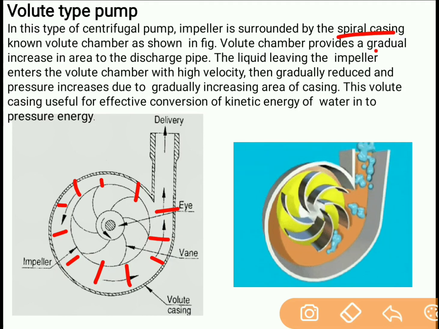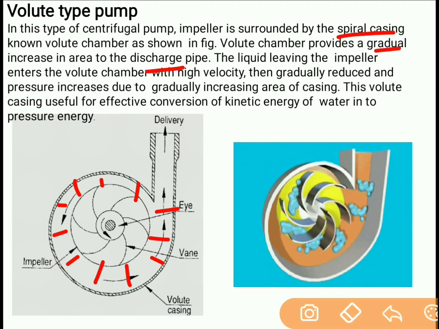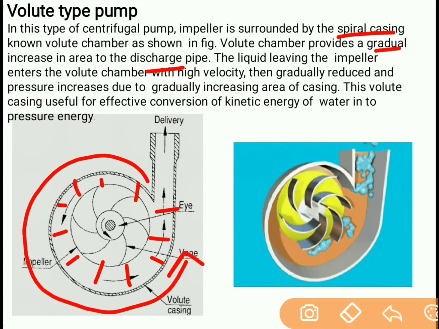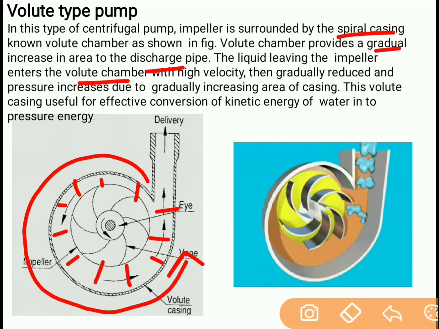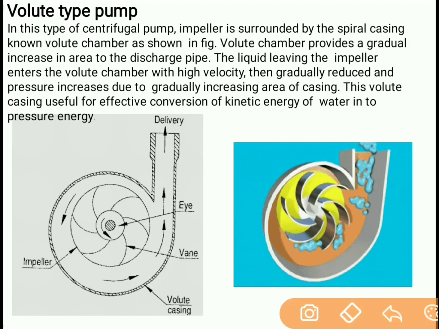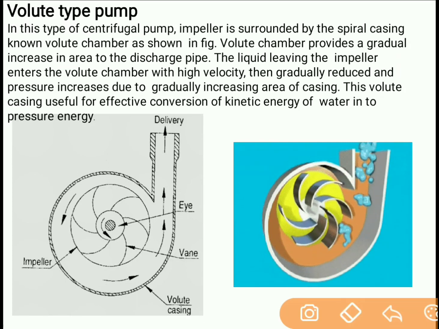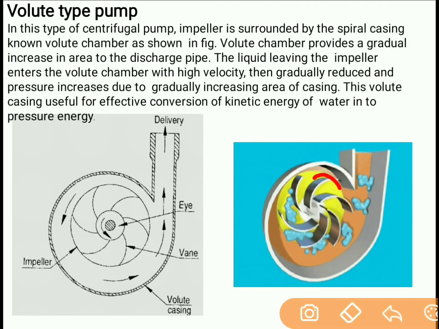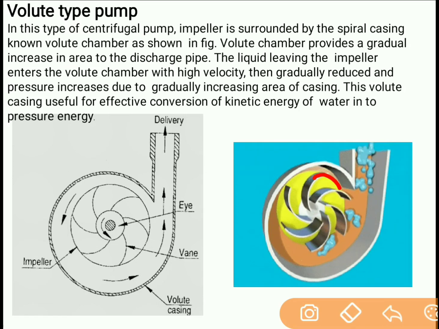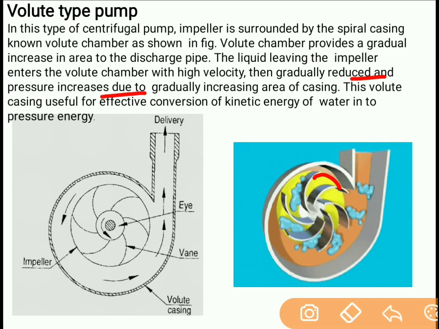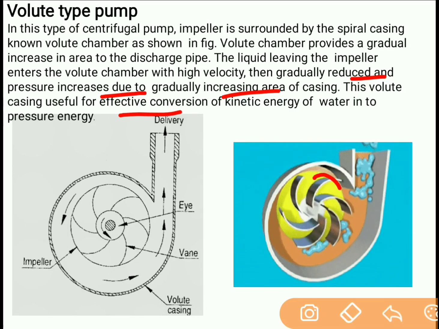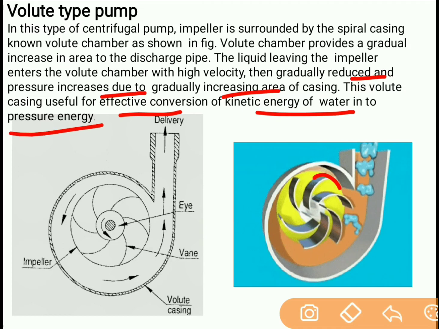The volute chamber provides a gradual increase in area to the discharge pipe. So as we move towards the discharge pipe, the area is gradually increasing. The liquid leaving the impeller enters the volute chamber with very high velocity. So as the liquid leaves the impeller, as you see over here, it will have high pressure energy and high kinetic energy. This high kinetic energy is gradually converted into pressure energy because of the gradual increase in area of the casing. This volute casing is useful for effective conversion of kinetic energy into pressure energy.